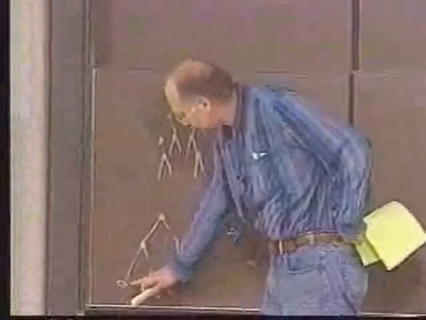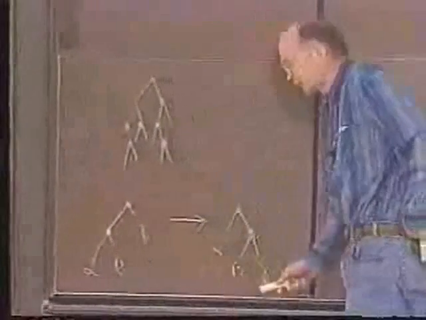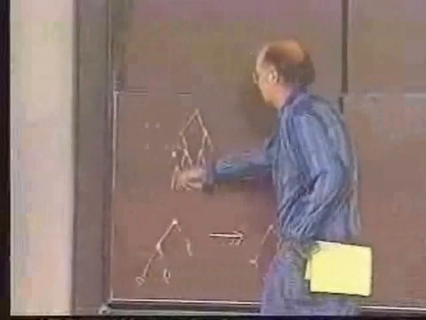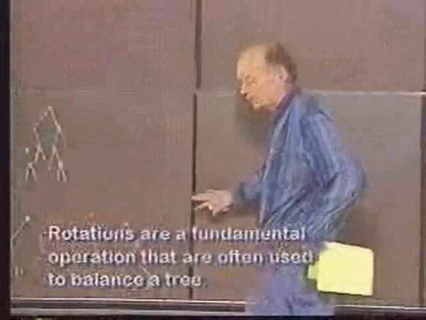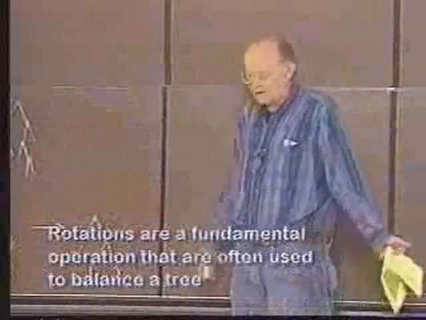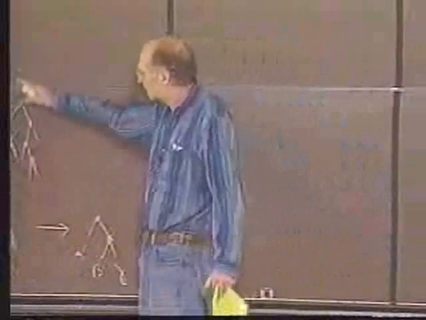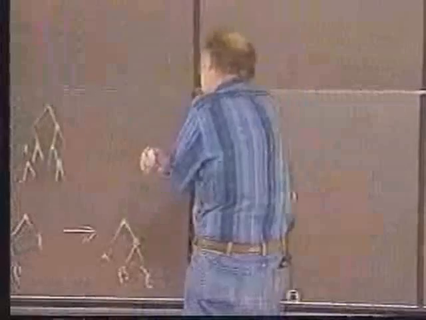And you see that in this tree, alpha comes first, then beta, then gamma in the symmetric order, and the same on the right. In a lot of applications, the data in the tree will be numbers that are in increasing order in symmetric order. So this is a fundamental operation that's often used to balance a tree, so that the number of levels is small if we want, or in some cases we like to unbalance the tree and get the number of levels large. Anyway, whatever.